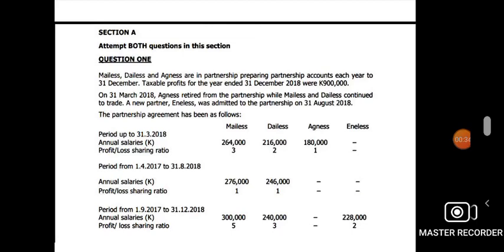They have given you periods which have to be followed respectively. The first period is up to 31st March 2018. Then there's another period running from the 1st of April to the 31st of August 2018. Then there's a final period from 1st September to 31st December.